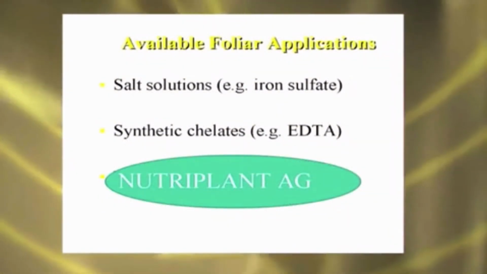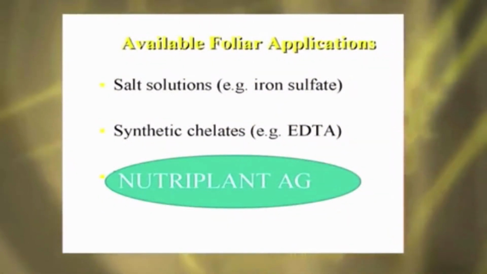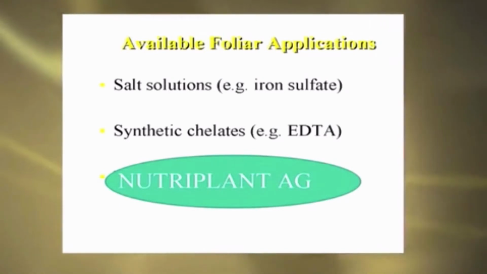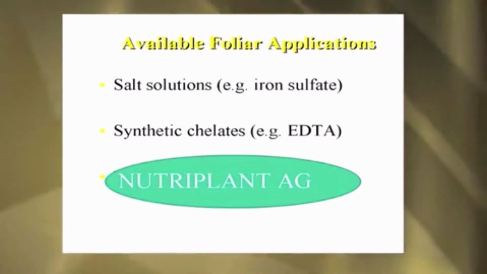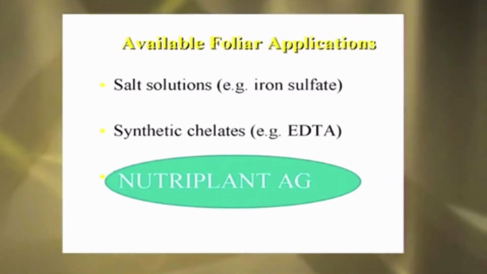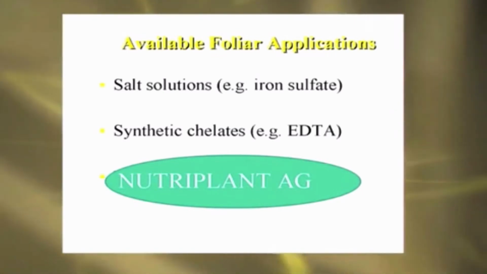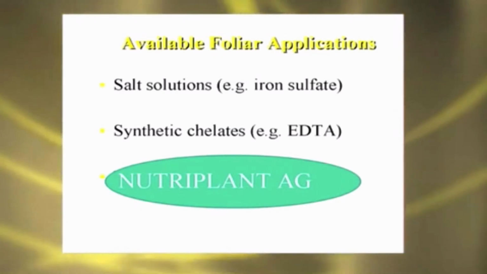Okay, let's look at the products available for foliar applications. One of the first ones that they tried was salt solutions. I mean iron sulfate, zinc sulfate, inexpensive salts. What happens when you put salt on a plant? It shocks it. It sends it into shock. And often they'll say, well, this is cosmetic. It'll grow out of it.